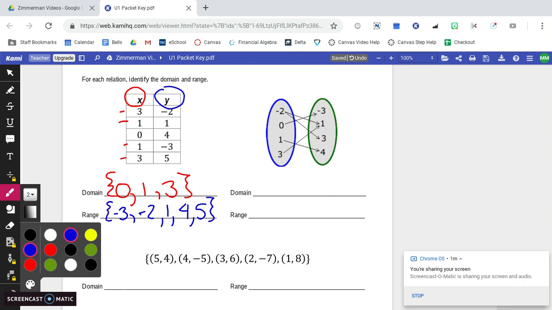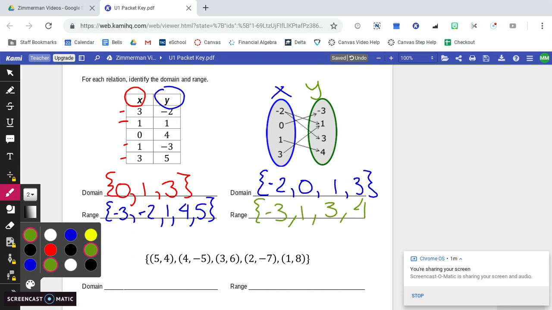With a mapping diagram, remember the x's are your inputs on the left, and your y's are your outputs on the right. So for the domain, the numbers are already in order from least to greatest. We just need to copy them into our set list, closed in brackets. And the same thing with our range. The y values are already listed from least to greatest in the mapping diagram. We'll just copy them into our set list.